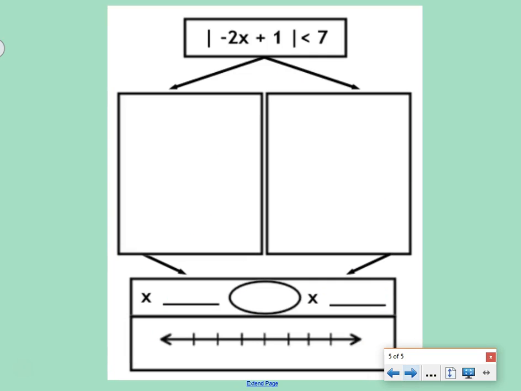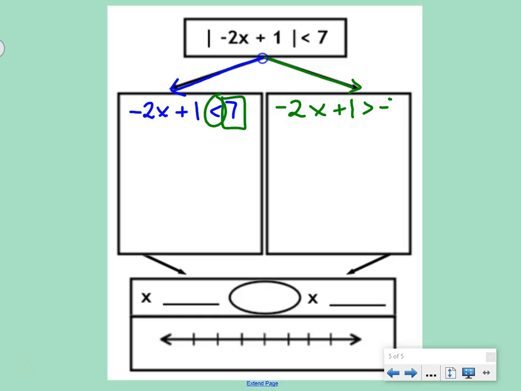Last example. The absolute value of -2x plus 1 is less than 7. So in that first box, we are going to take away those absolute value bars. So we rewrite everything, no absolute value bars. In our second box, we flip. So the first part stays the same. We flip the less than sign to greater than, flip the +7 to -7. Solve.